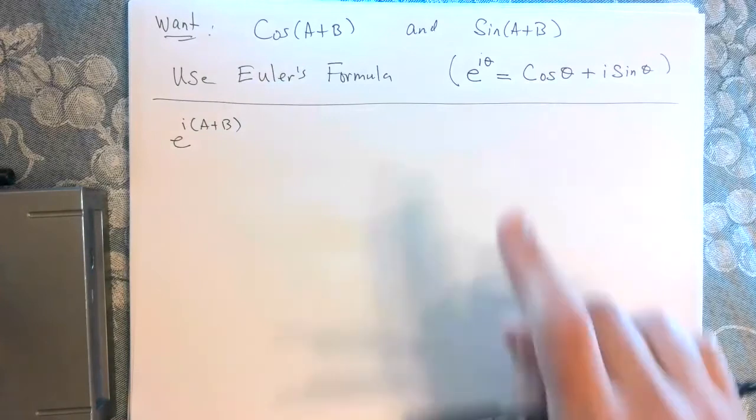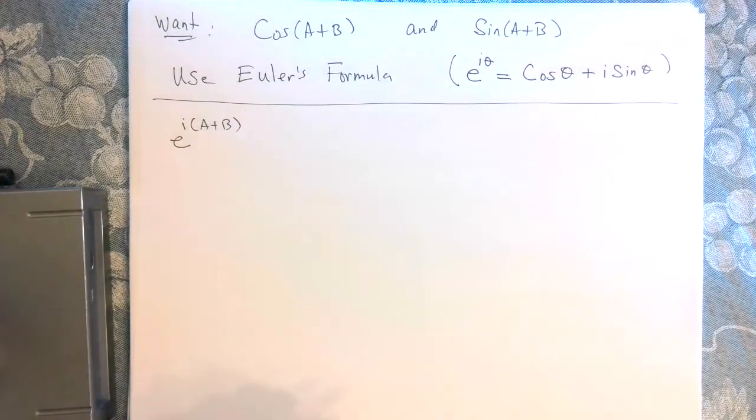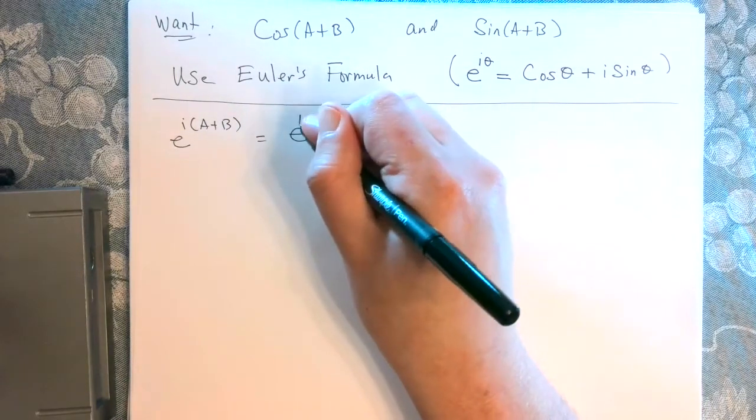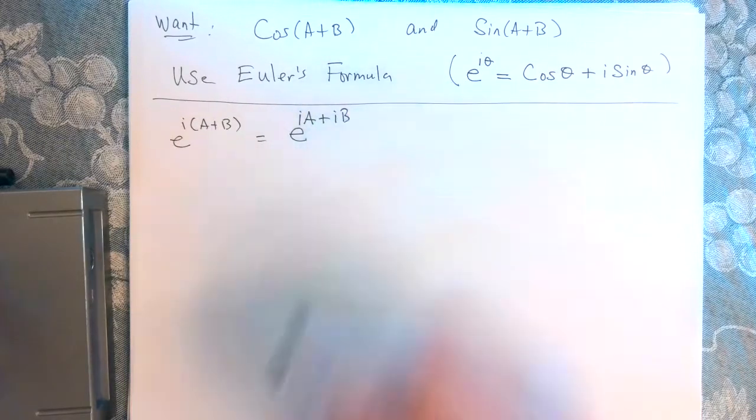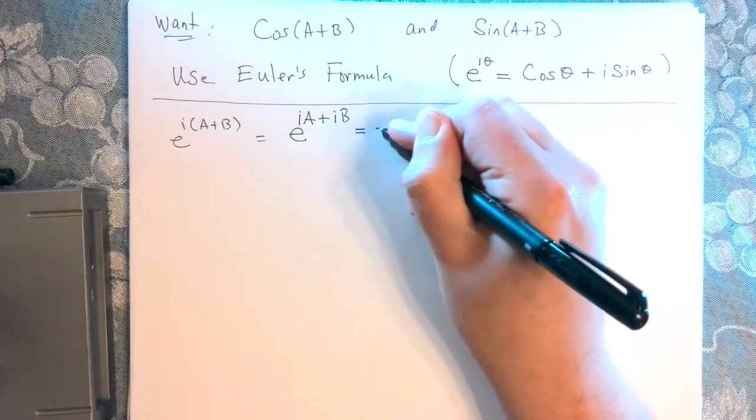So e to the i, whatever the angle is that you want, that goes in for theta for Euler's formula. And then we're going to use some algebra, so distribute the i. So you've got e to the ia plus ib power. And then let's split this up, because I know that the sum of exponents can be expressed as the product of bases.